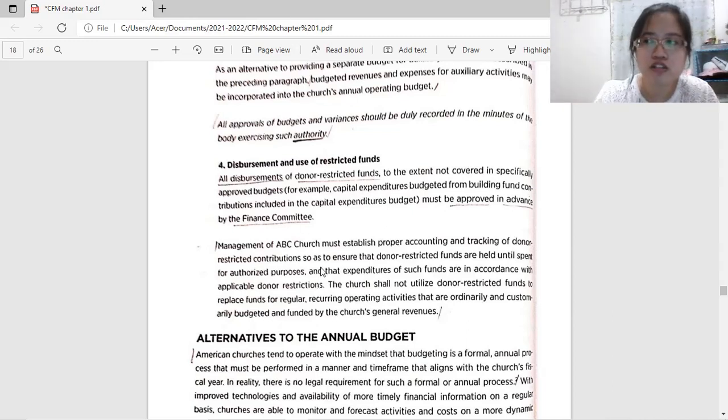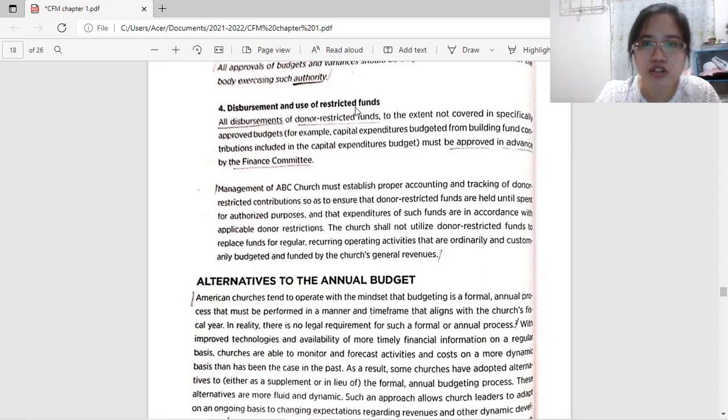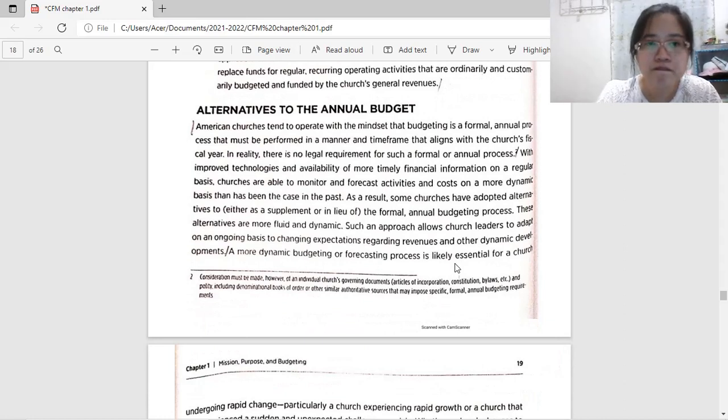Okay, and then for the disbursements, it's either in the form of cash or check, right? And then for the use of restricted funds, it would be the same, properly documented, and sometimes you would have to inform the donor so that they are properly informed that their donations are being used already. Okay. Alternatives to the annual budget.